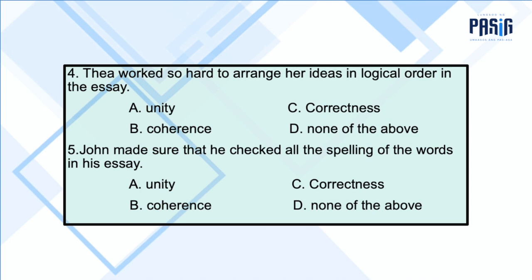4. Thea worked so hard to arrange her ideas in logical order in the essay. A. Unity. B. Coherence. C. Correctness. D. None of the above. 5. John made sure that he checked all the spelling of the words in his essay. A. Unity. B. Coherence. C. Correctness. D. None of the above.